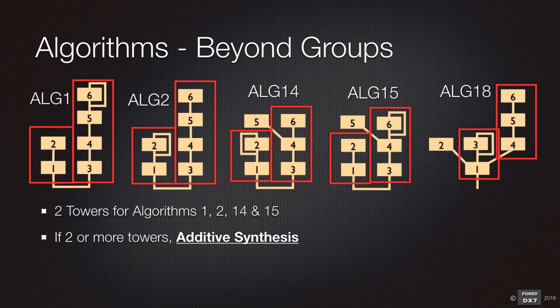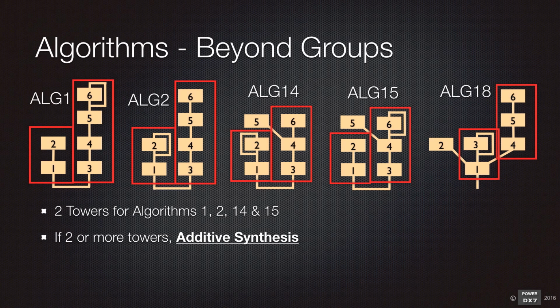Algorithm 1 has it on operator 6. Algorithm 2 has it on operator 2. The same feedback loop swapping is also seen on algorithms 14 and 15. As explained in the previous tutorial, Sound Design, Tube Bells, Part 1, a feedback loop adds higher harmonics to an operator without requiring many of them.